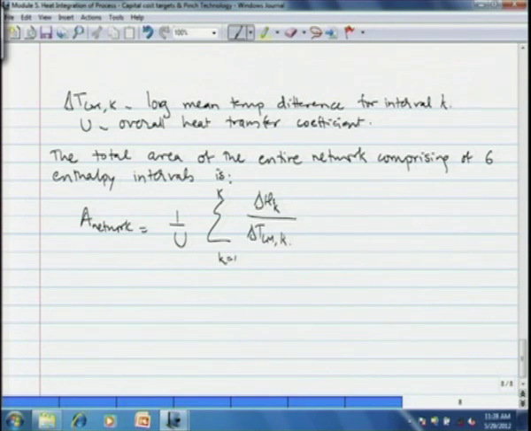Now, although this expression is rather straightforward, derived from the individual enthalpy intervals, there are certain problems. The problems with this expression are that, first of all, the overall heat transfer coefficients are not constant throughout the process.